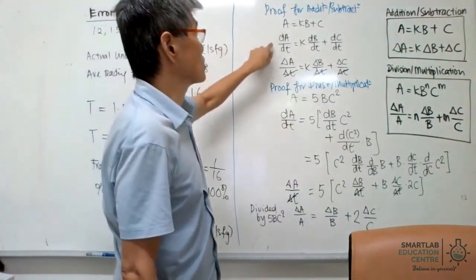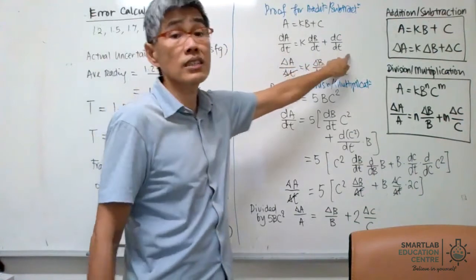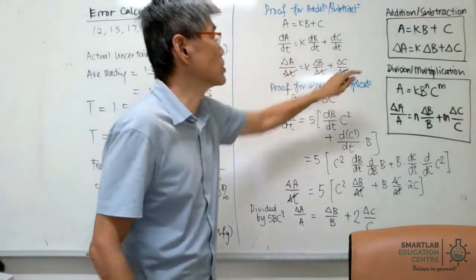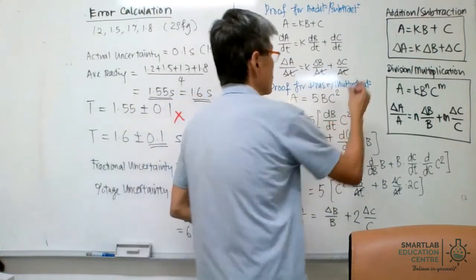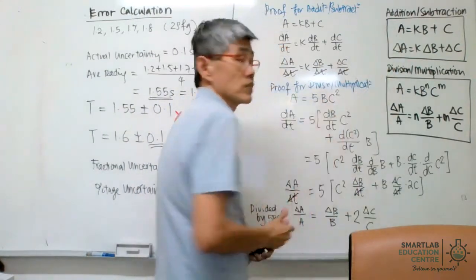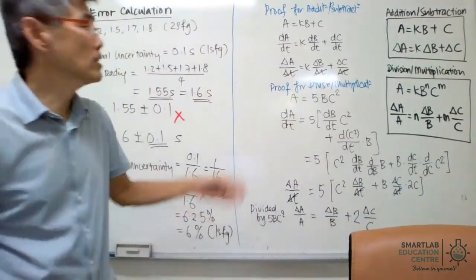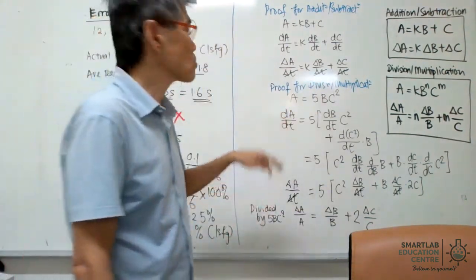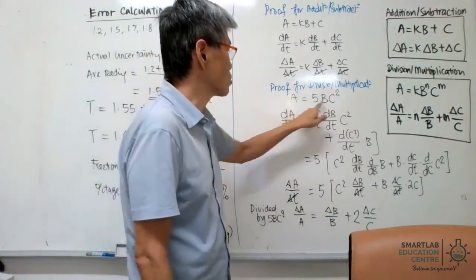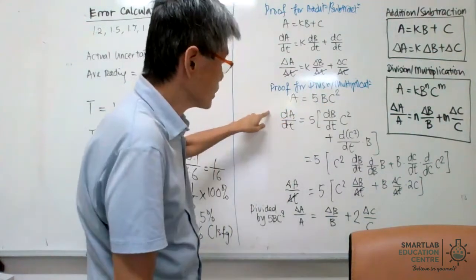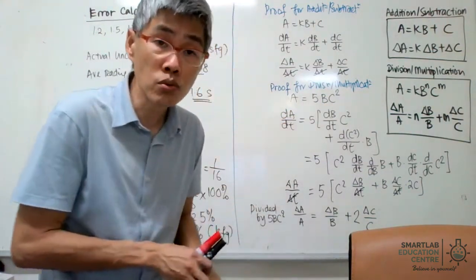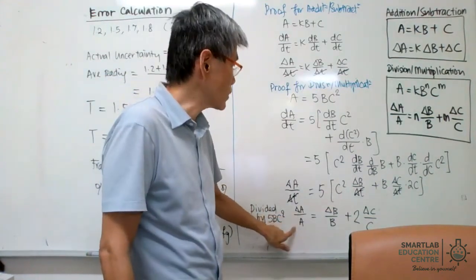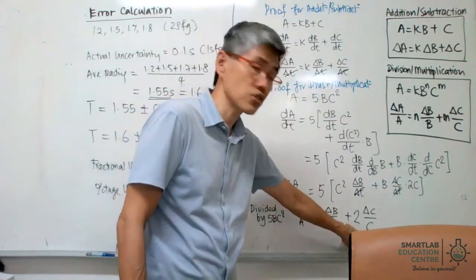So if you decide to differentiate, dA over dt, then you let that be change in t, and then you get change in A equal to this. This will give you the proof as what is given. So the next one is the proof for division and multiplication. For us, we give a simple example of A equal to 5BC squared. So here is a mathematical proof that you do to show that eventually you end up with change in A over A equals change in B over B plus 2 change in C over C.